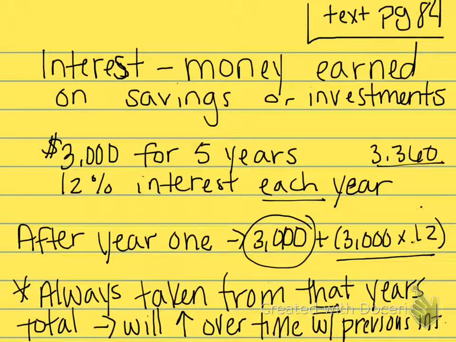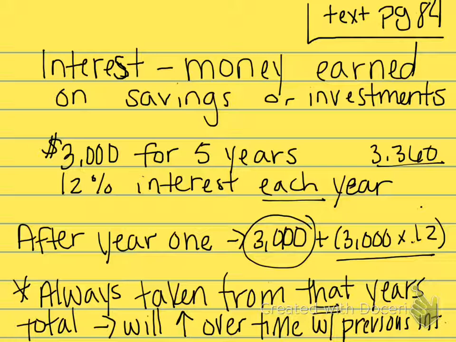So after the first year, I have $3,360. So then when I look at my interest for year two, I'm no longer taking 12% of 3,000. I'm taking 12% of 3,360 and then adding it to 3,360. So then you'll see how that'll change in year three, and year four, and year five.